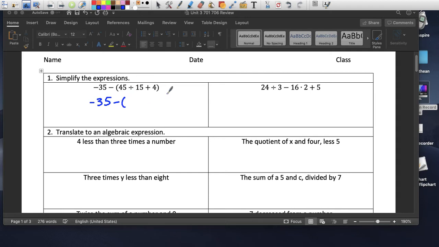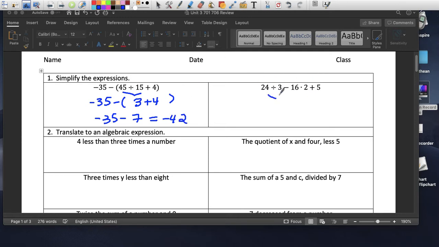So we have to know that we're going to do 45 divided by 15 first, right? And then that's going to give us 3, and then plus 4, right? And then I'm just going to write this again, and 3 plus 4 is 7. I'm going to remove the parentheses, and I eventually get negative 35 minus 7, which is negative 42.